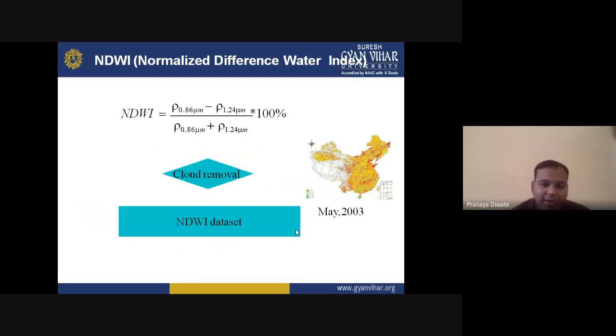So of any particular area, you have a satellite image. You have to apply this formula, and by applying this formula, you can get an NDVI, NDWI dataset result.